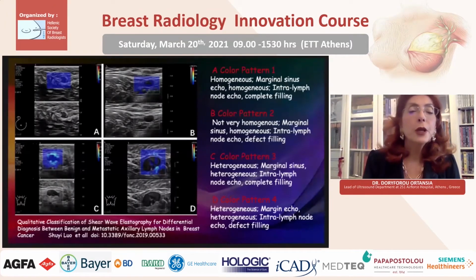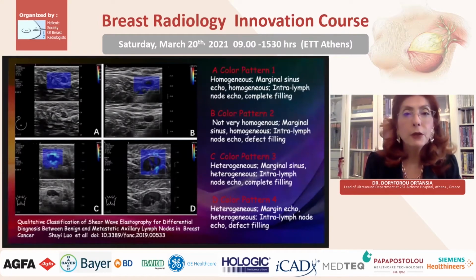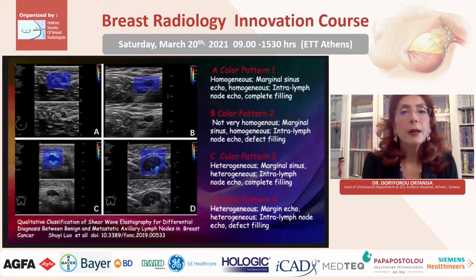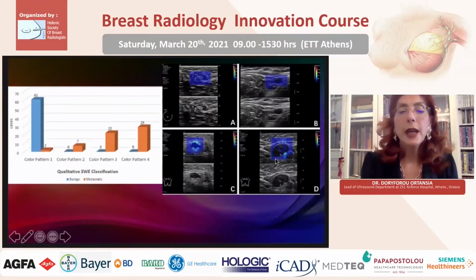Is there a role for shear wave elastography in identifying malignant infiltrated lymph nodes? There is a proposed color pattern for differentiating, starting from homogeneous blue to heterogeneous with a high stiffness nidus inside the lymph node. And this is, side by side, the tables of color-coded classification, which correlates the shear wave pattern with malignant infiltration.